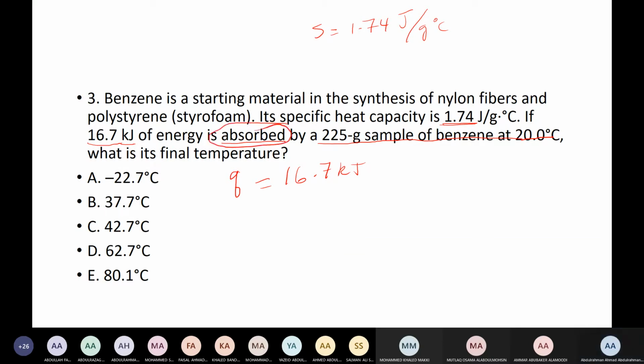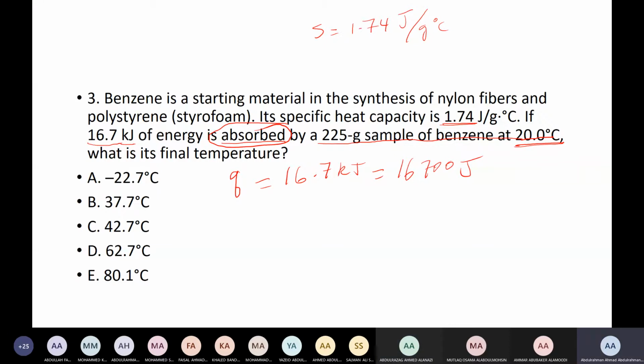What do you mean by absorbed? So Q is positive for the benzene. I want to change this to joule, so it will be 16,700 joule, and this will be positive for benzene. If it's absorbed by benzene, what will happen to the temperature? Is it going to be up or down? Up.